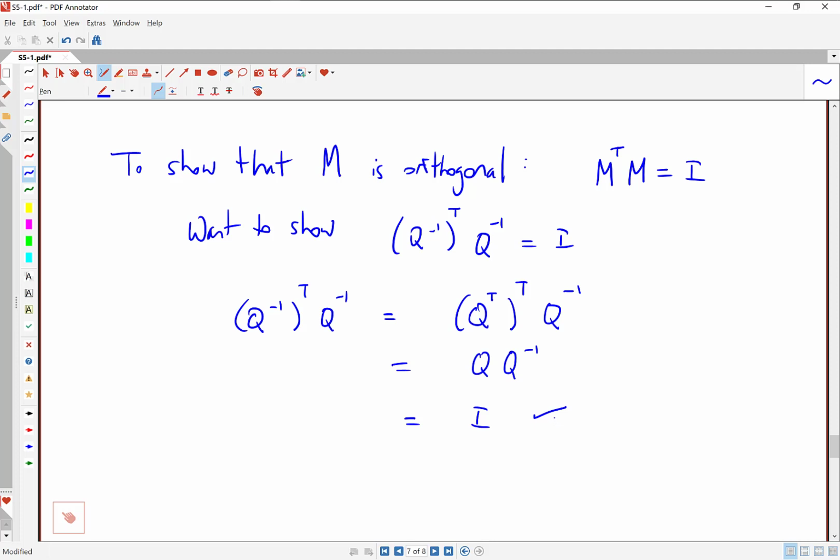So yes, we've done what we wanted to do, which is to show that Q inverse is orthogonal. So some of these facts that we're establishing here, the fact that Q inverse is orthogonal, the fact that Q inverse is equal to Q transpose, we're going to be using these at the end of this chapter when we talk about something called orthogonal diagonalization. So we're just setting up a few things for later.